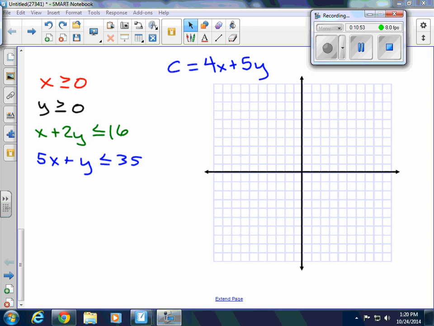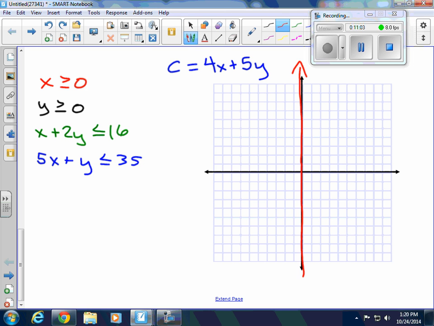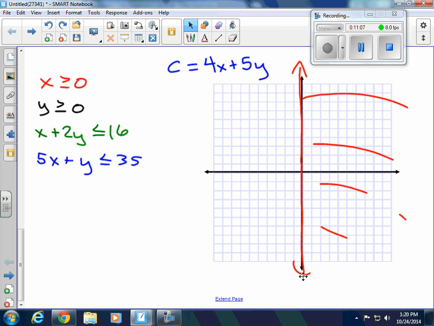All right, so in example 2, here are the inequalities, and we're going to graph those constraints. The first one, x is greater than 0, which is a vertical line through here, and everything on that side. Second one, y is greater than or equal to 0. So it's going to be everything above there.